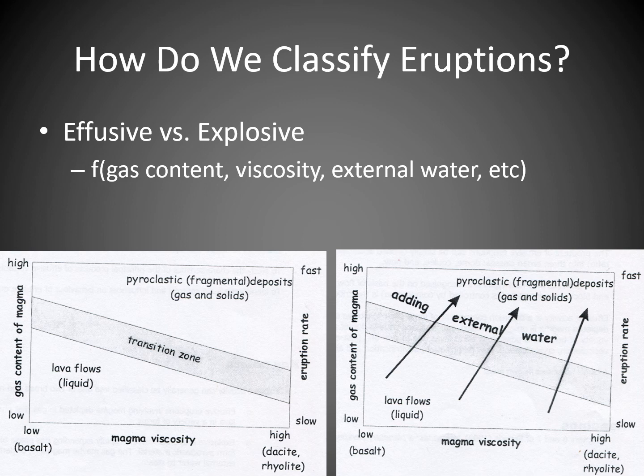A third way we can classify eruptions is by the major activity, the primary activity that occurs. And in this case, it's effusive versus explosive. Effusive meaning flowing, lava flows, or explosive, where we have fragmented material that is blasted out of the volcano.